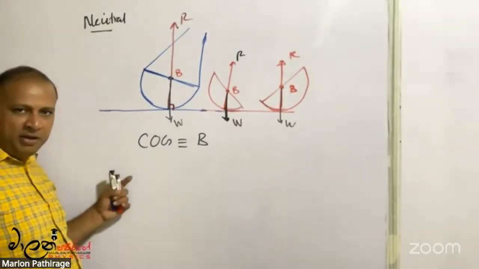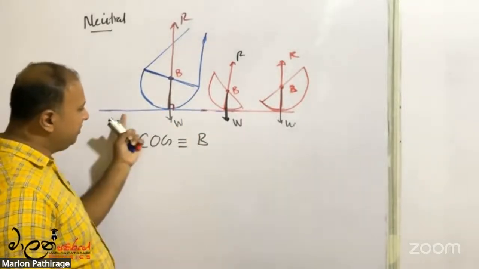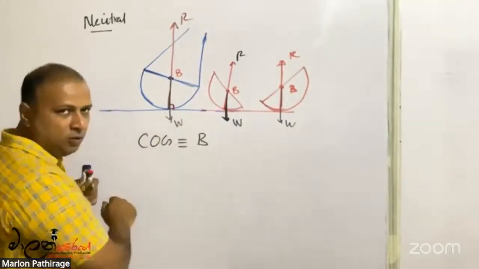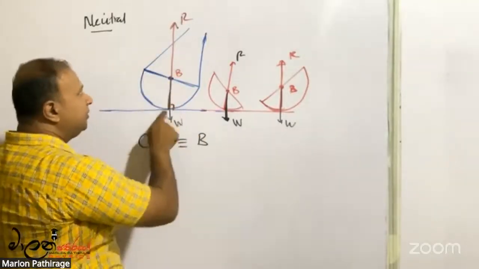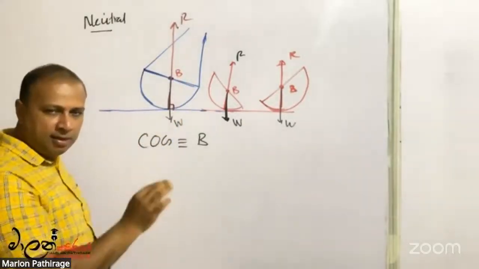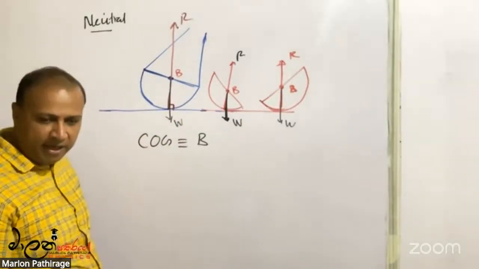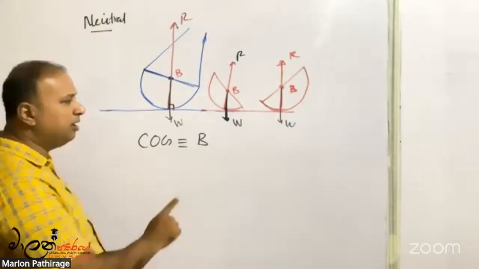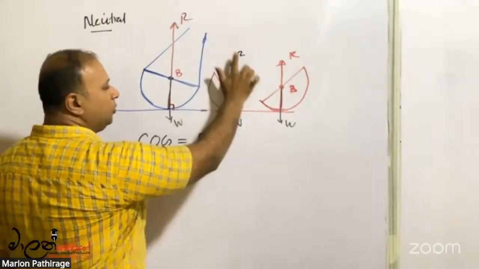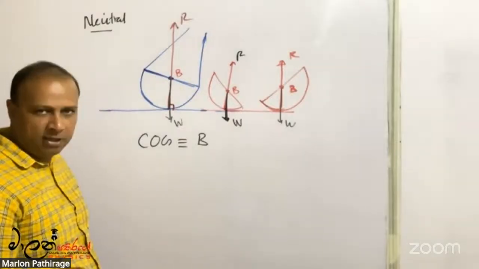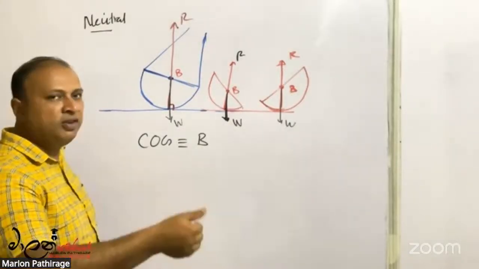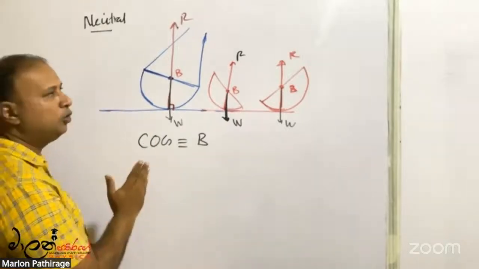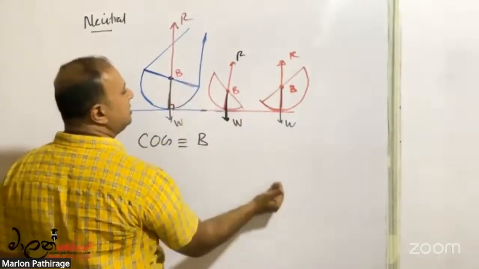So again, I am repeating the explanation. This is a circular part. Therefore, this one is the tangent to the circle. If you draw a normal reaction, it will be perpendicular to the tangent. If you draw a perpendicular to a tangent, definitely it will go through the center of the circle. Therefore, according to that argument, the normal reaction should go through the center of the circle.